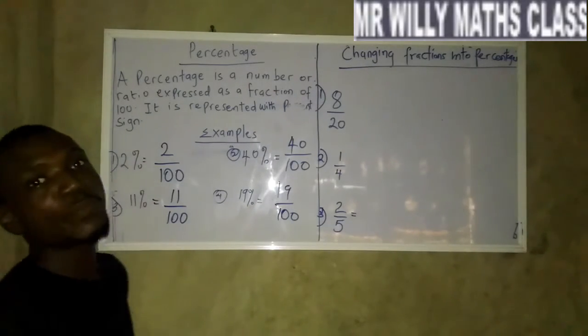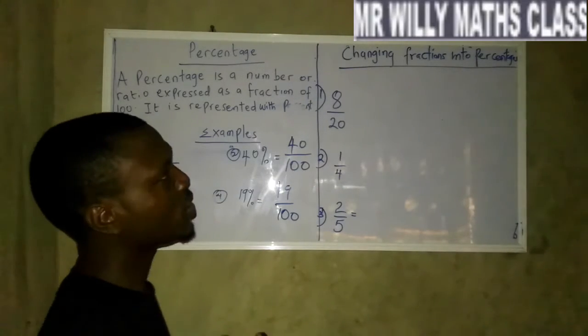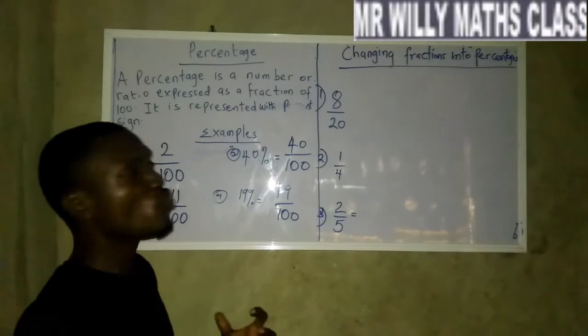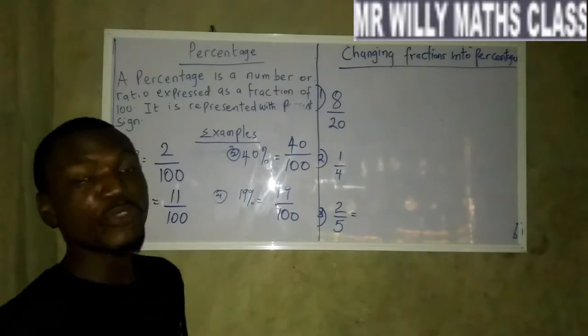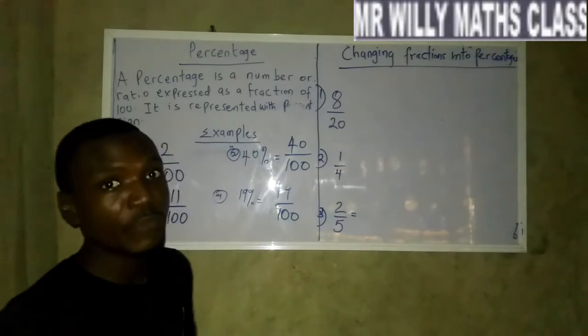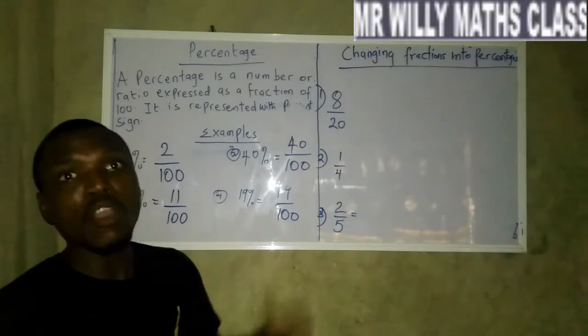Now, let's dive deeper into our lesson. Today, we want to look at how to change a fraction into a percentage. That is how to convert our fraction into percentage. There's only one step involved. If you want to convert your fraction into a percentage, you need to multiply that same fraction by 100. Then you break it down, and you have your percentage. Now watch me do it.